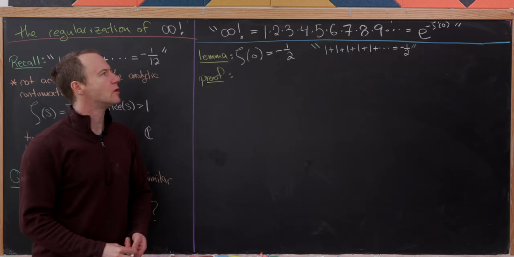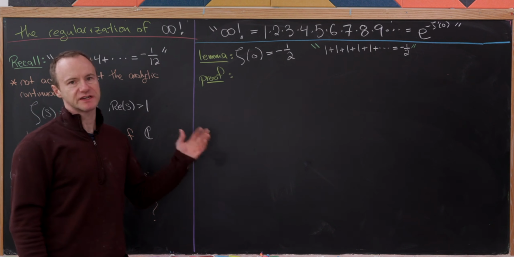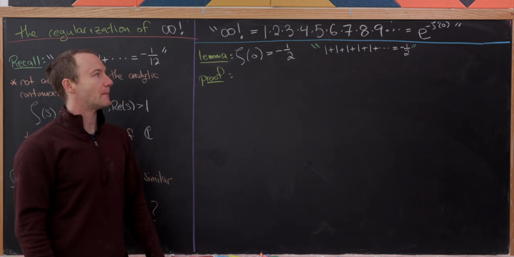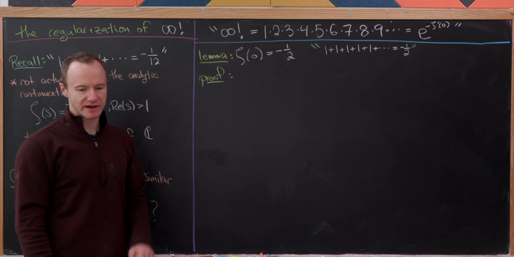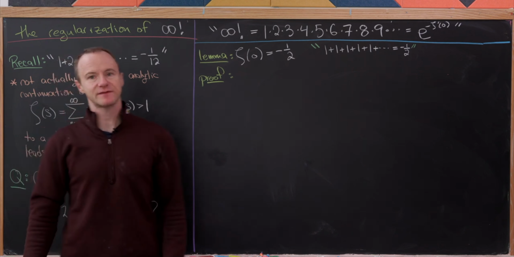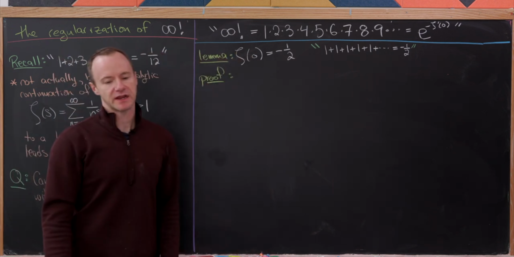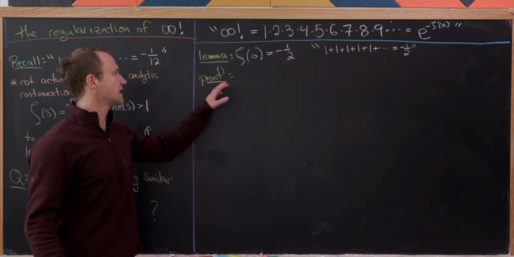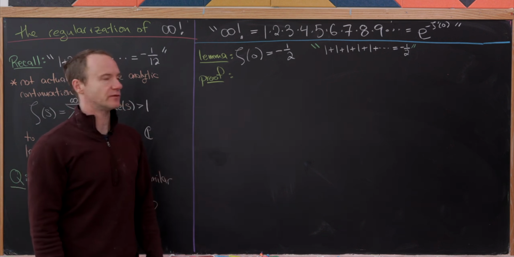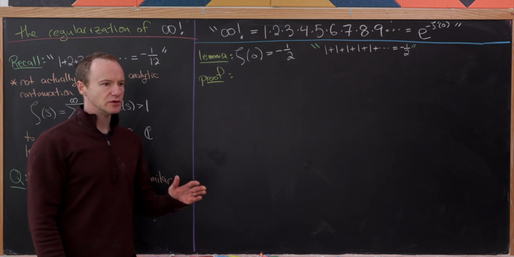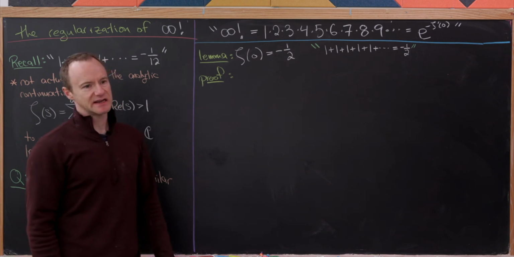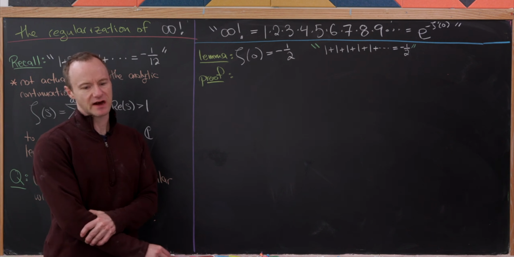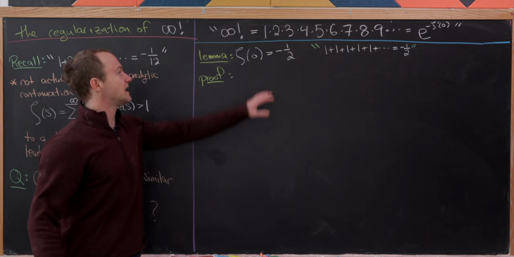Okay, so we just motivated this notion that the regularization of the product of all natural numbers should be e to the minus zeta prime evaluated at 0, where zeta is the Riemann zeta function, as we talked about over here. And in order to prove that, we're going to need to know the zeta function evaluated at 0, and then we can use maybe a nice identity to find its derivative at 0. But let's notice that zeta evaluated at 0 should be equal to minus 1/2.